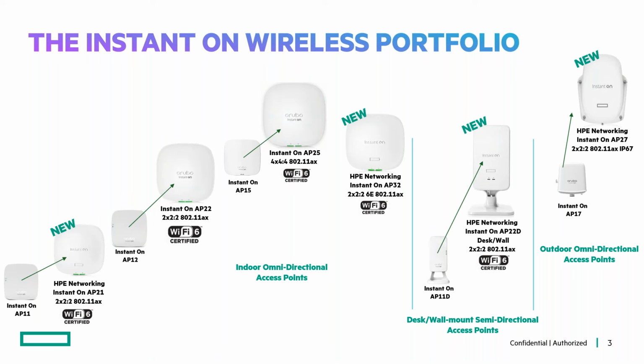But other than that, if you're building a network for today, the best performance and price that you're going to get is on a Wi-Fi 6 access point, and we have a complete lineup here. As you can see, we've got indoor omnidirectional access points. We have a semi-directional wall mount or desk mount access point, and we also have an outdoor option.